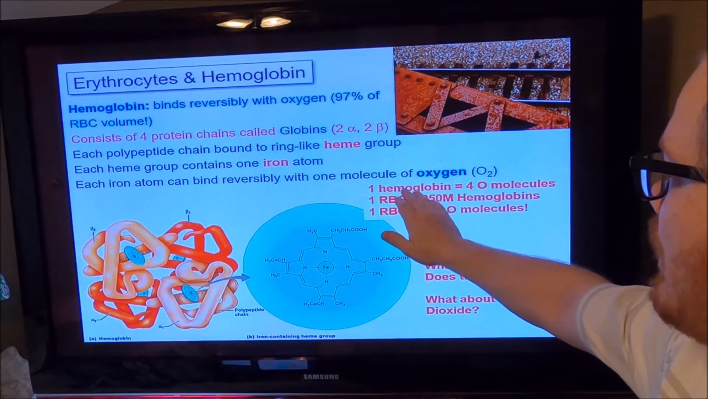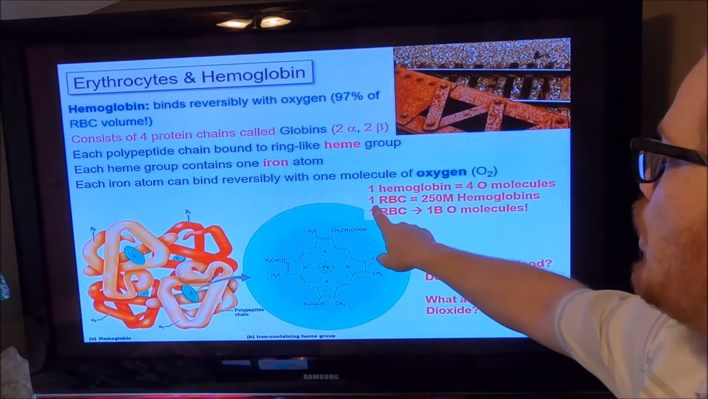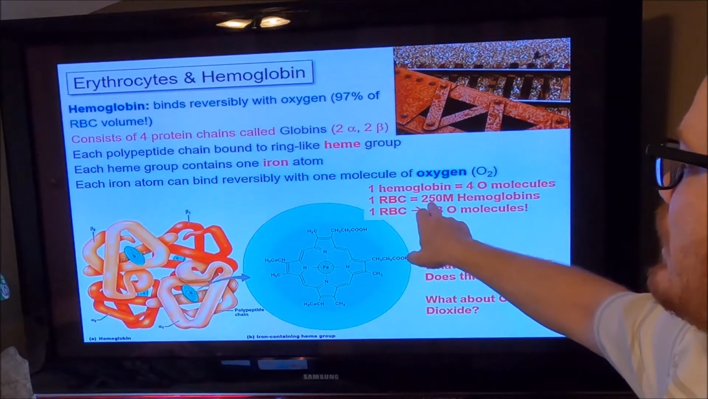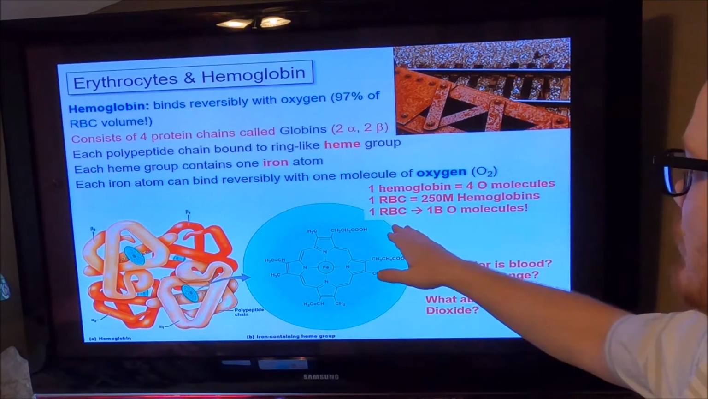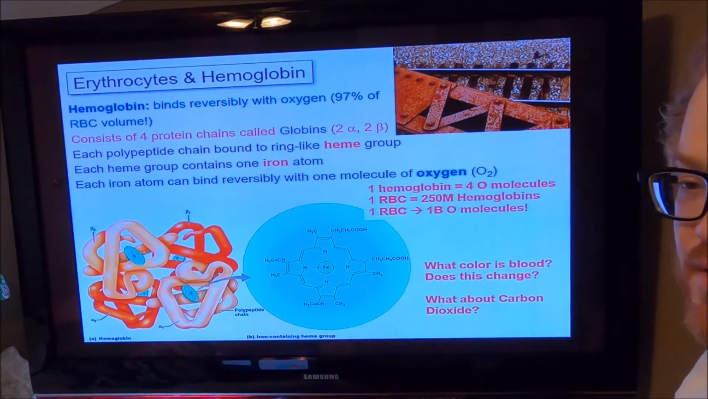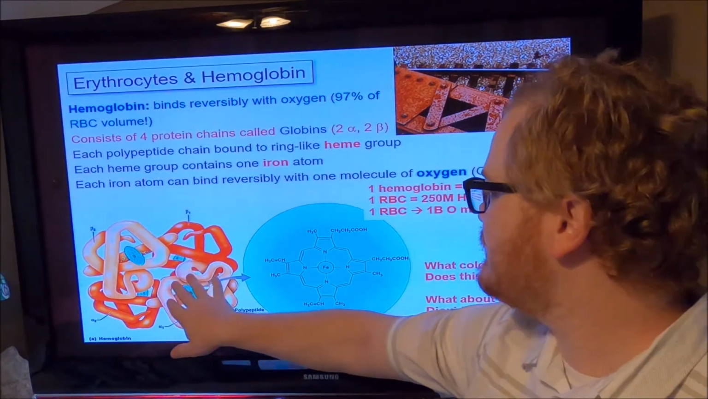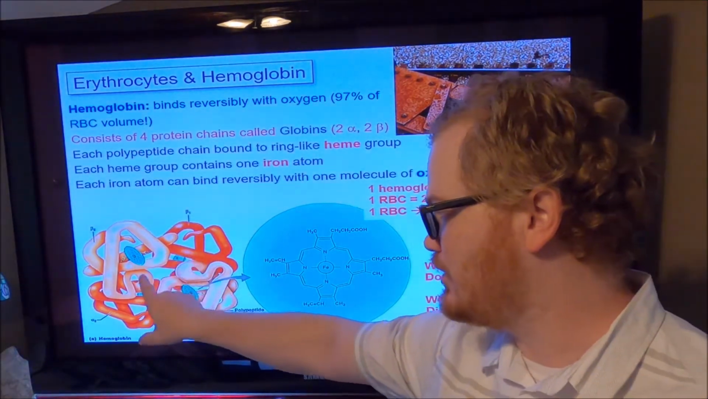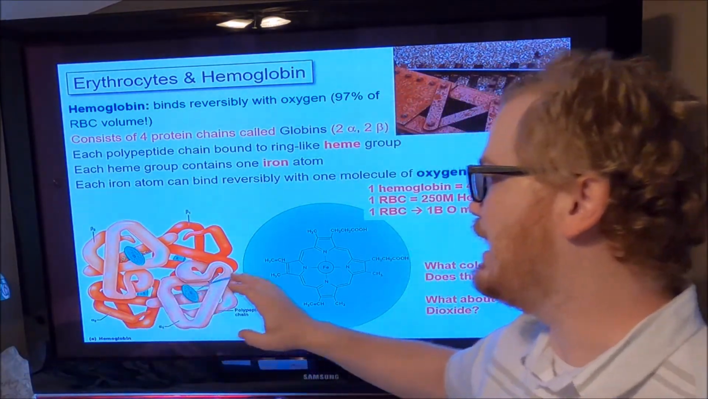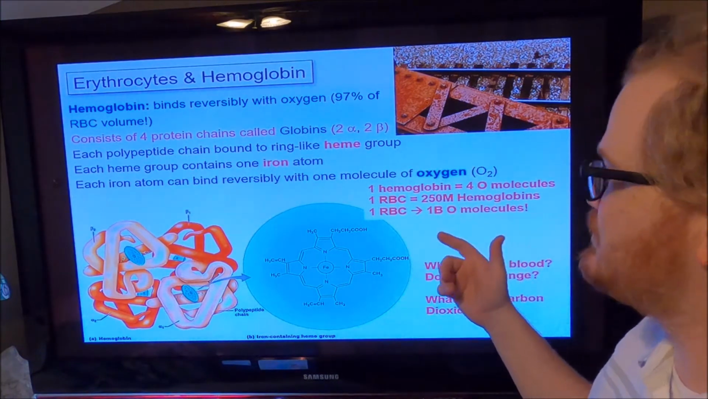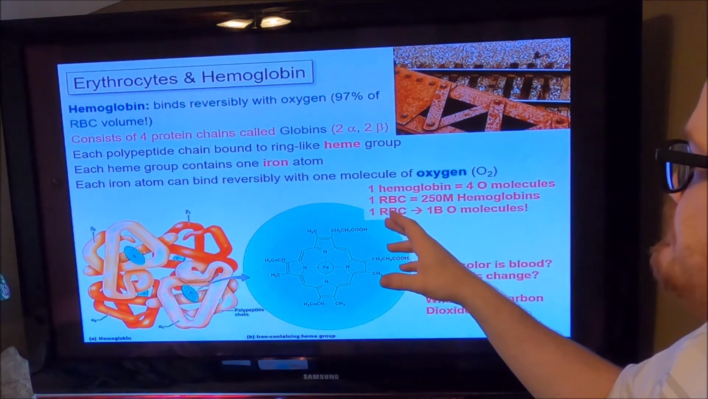One hemoglobin molecule can carry 4 individual oxygen molecules. One red blood cell contains 250 million hemoglobin molecules. What that means is a red blood cell can bank about a billion oxygen molecules. So these are very small. You're going to have 250 million of these hemoglobin molecules, again, a quaternary protein, 1, 2, 3, 4 structures, in a single red blood cell. All right, so let's talk a little bit about hemoglobin itself.